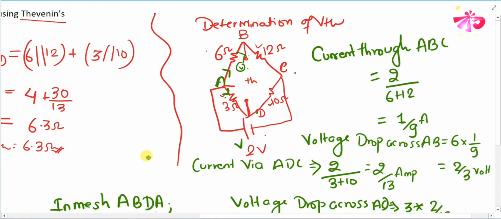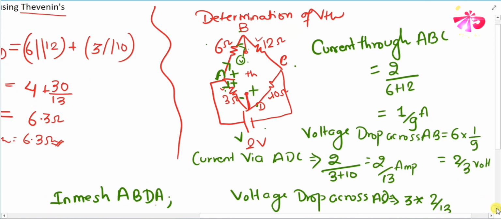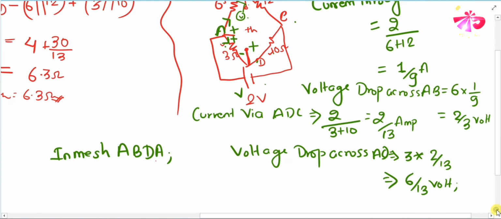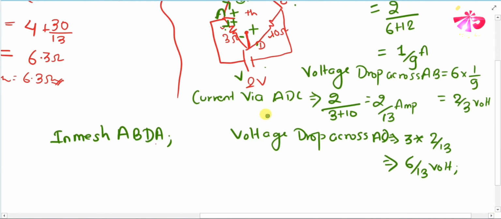Now going from A to B, we have assumed our current flows from this potential to this, so this will be minus. Then B to D, and again current is coming from this direction, that's why we are going to write plus here, minus. Now let's apply Kirchhoff's voltage law. On applying Kirchhoff's voltage law, by KVL.